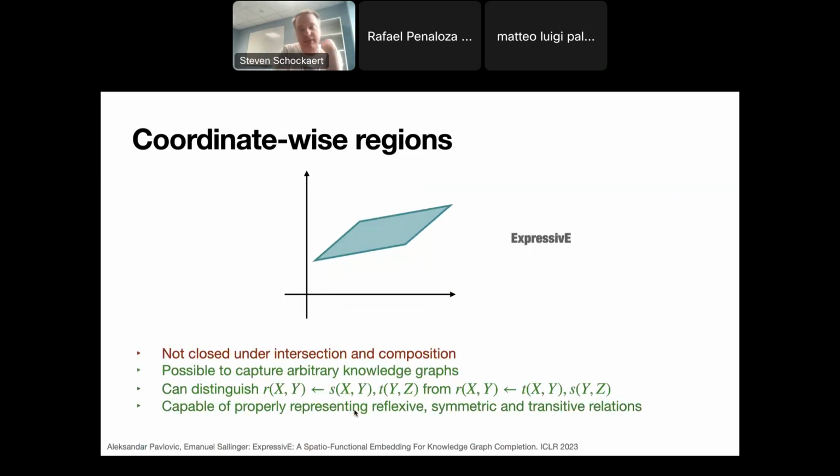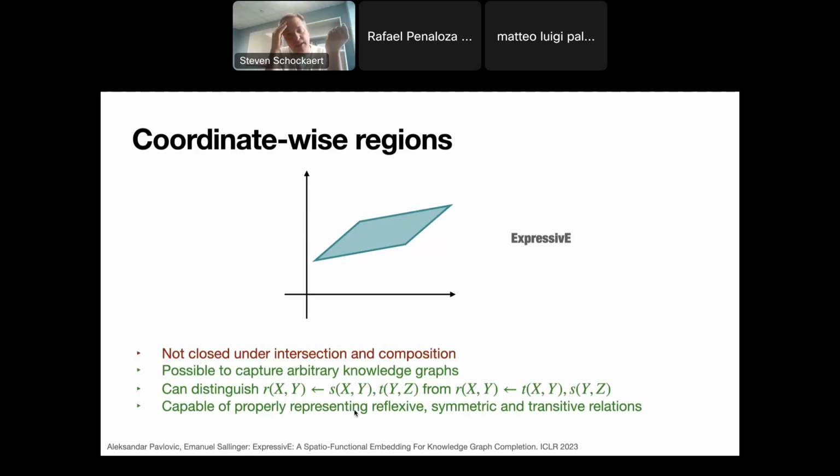So there has been a recent model that is also formulated in this framework of coordinate-wise region-based models, where the two-dimensional regions are parallelograms. That's nice, because with these parallelograms, we can capture arbitrary knowledge graphs. Now we can distinguish the order in which relations in the body of a rule appear. And we are far less constrained when it comes to capturing reflexive, symmetric, and transitive relations. So this is a much more general model. We can capture a much broader set of rules, so that's good.